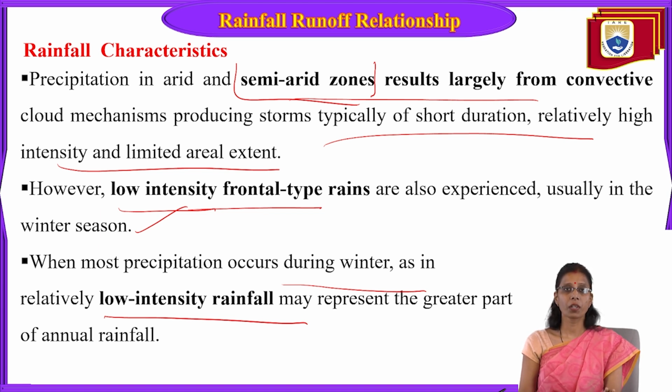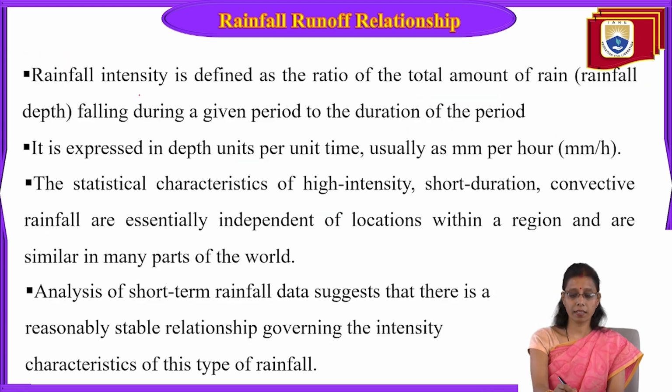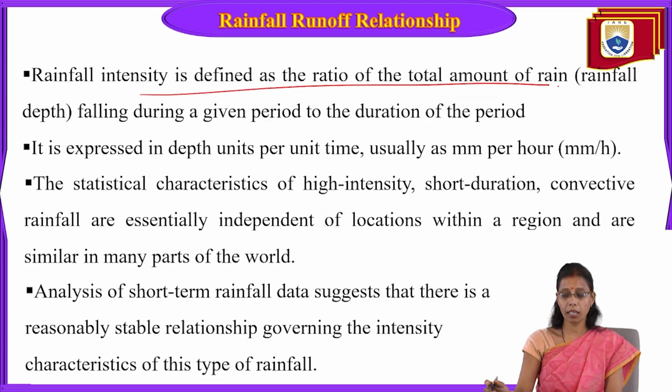Runoff will not be there. Most of the water will seep into the ground. If the intensity is high, then the runoff will be more. Now, rainfall intensity is defined as the ratio of the total amount of rainfall.